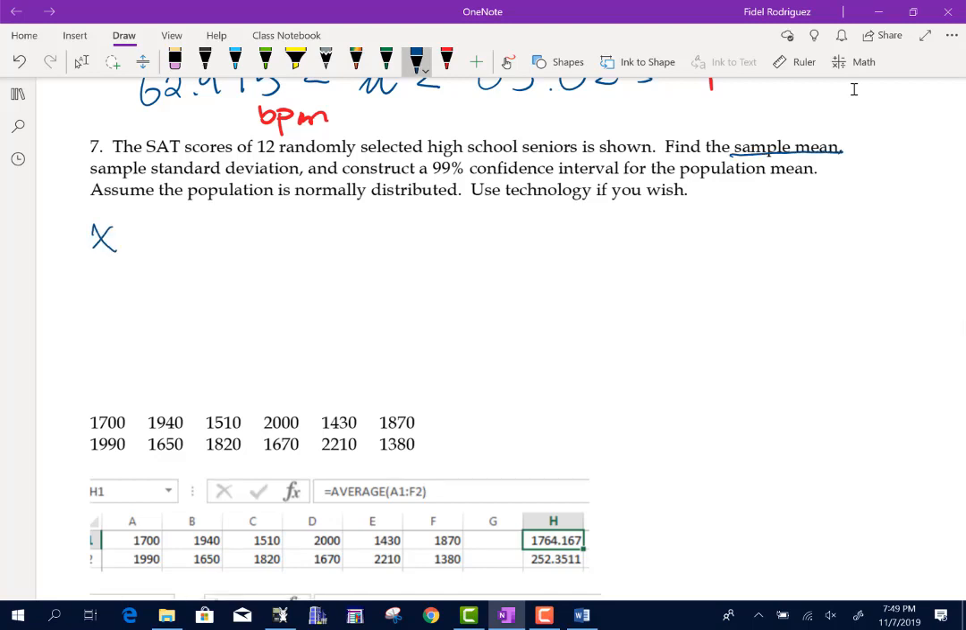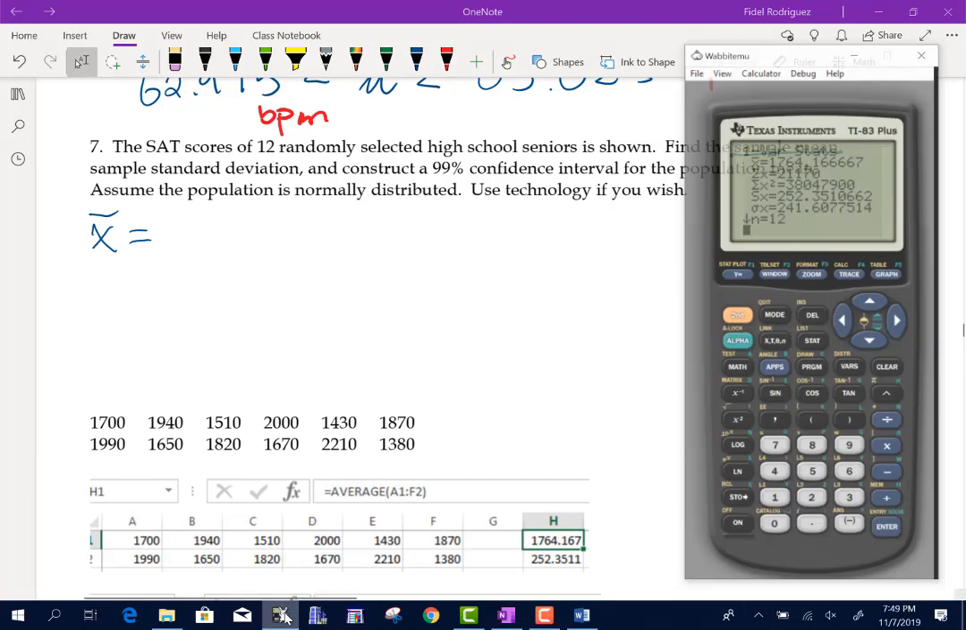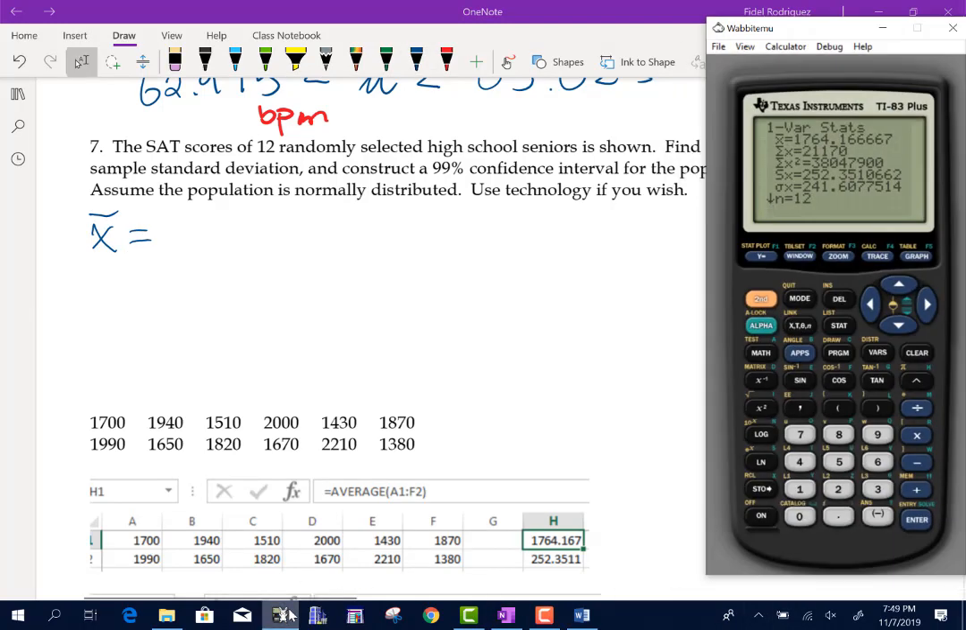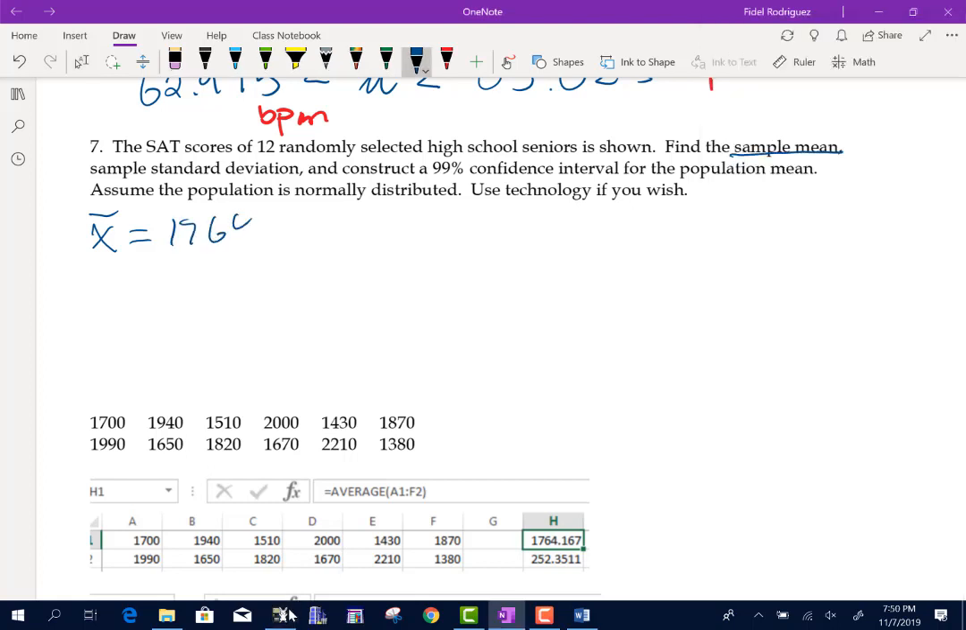So look, the first thing is they're asking me to find the sample mean. Okay, everyone agrees sample mean is my X bar? So what was our X bar? Guys, let's go ahead and round it to two decimal places, that's fine. So 1764.17, okay. Now the next thing they want us to find is the sample standard deviation, right?